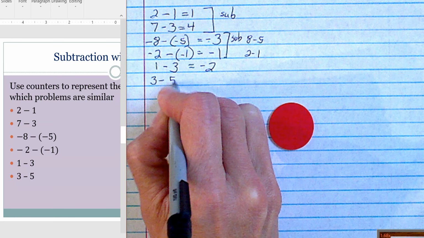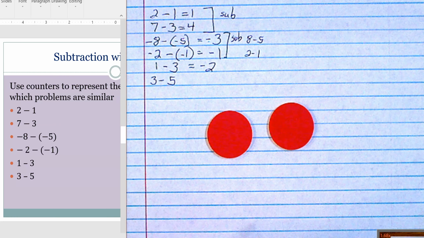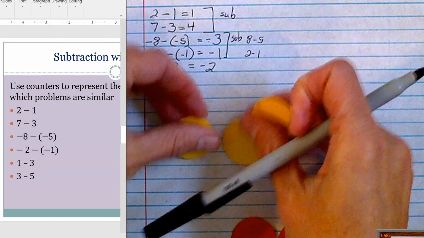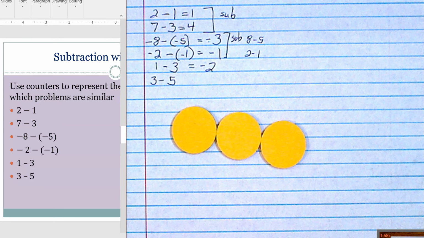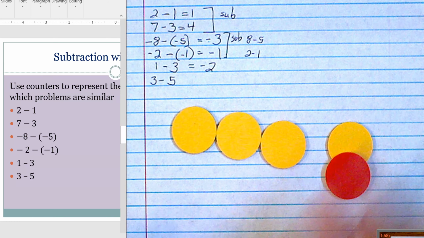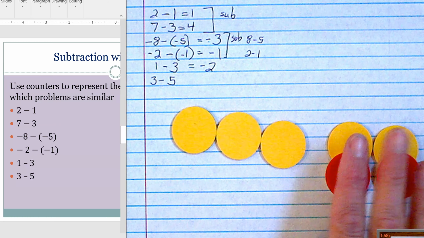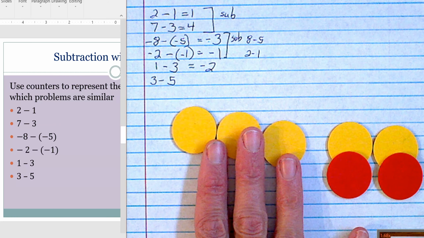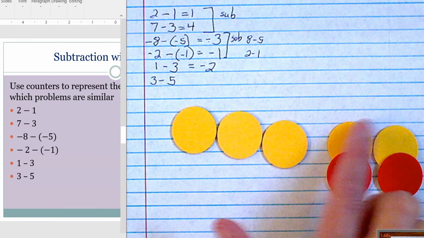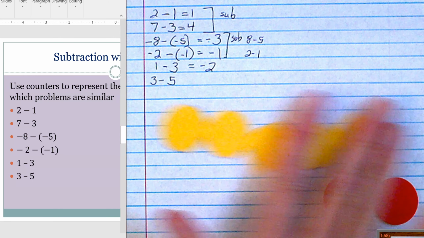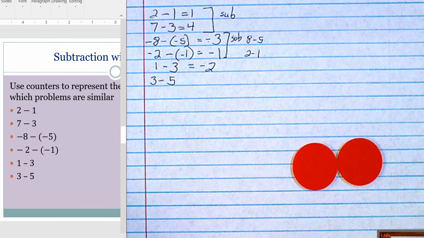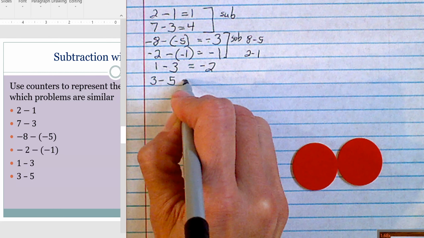In the problem 3 minus 5, I'm going to start off with 3 positives. And I have to take away 5 positives. But I do not have 5 positives there, which means I need to create zeros and place them on here. I need to add 2 zeros to the 3, so that way I have 5 positives to remove. That leaves me with 2 negatives, or -2.